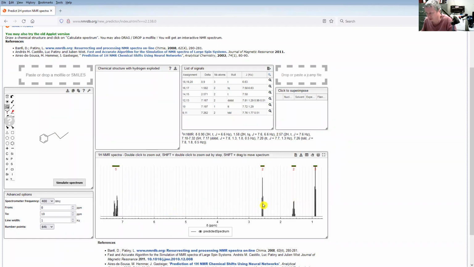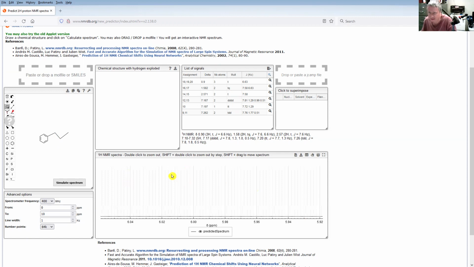Like you can see the triplet. You have the CH2 next to the benzene. This would be a hextet or sextet, six peaks split. It's the CH2 in the middle. It's nice you can move the mouse, so I think it lets you do that. If you zoom in too far, I think you can double click to get out. Yep, I double click to get out.